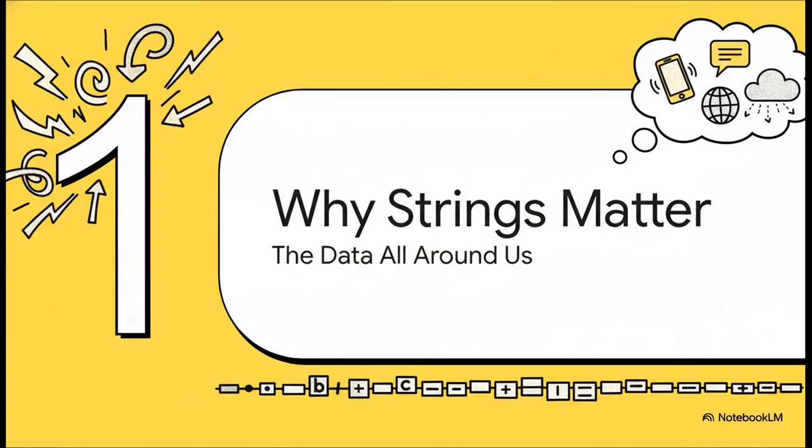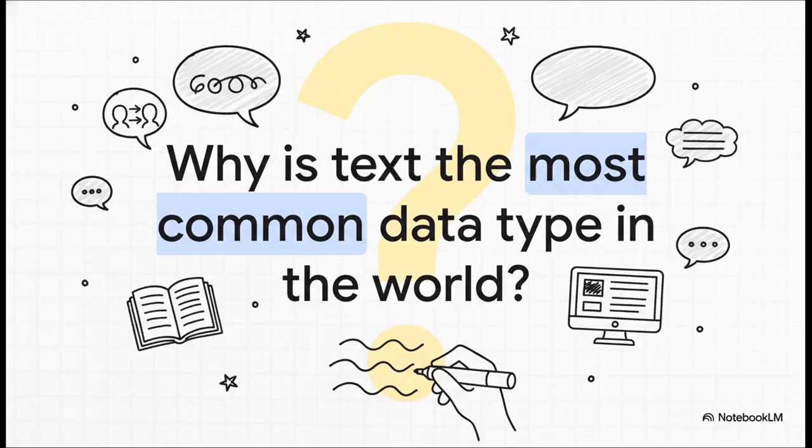So before we even write a single line of code, let's just stop and think about why this matters so much. The simple truth is, our entire digital world practically runs on text. Strings aren't just some data type you learn about. They are the fundamental language of how we all interact online. Which leads to this big question, right? Why is text the most common data type we deal with? Well, it's because it's human data. It's how we talk, how we share ideas, how we record pretty much everything.